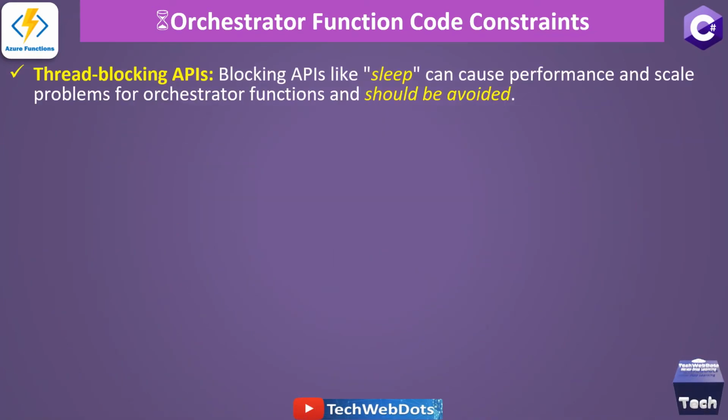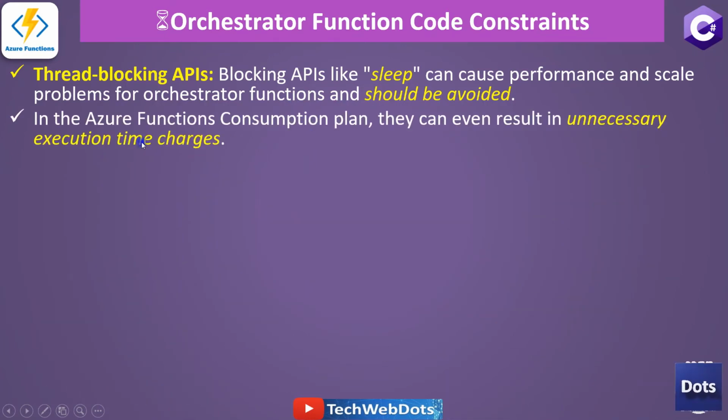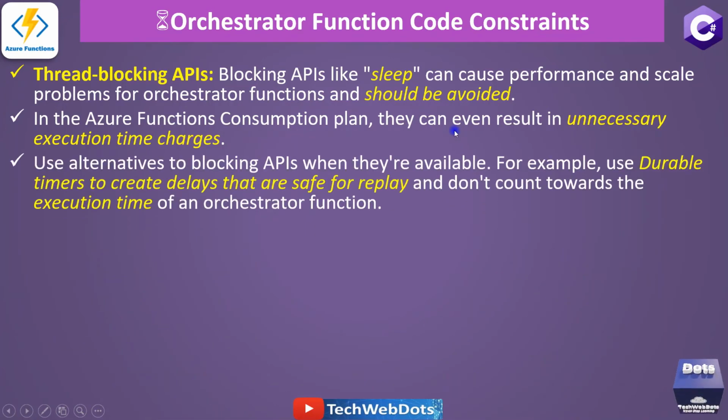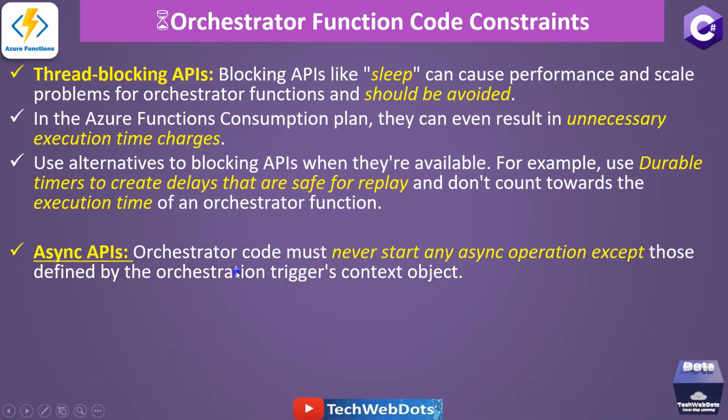Now another part is thread blocking APIs. It is very important. Blocking APIs like sleep can cause performance and scale problems for orchestrator functions and should be avoided. In the Azure Functions consumption plan, they can even result in unnecessary execution time charges. Use alternatives to blocking APIs when they are available. For example, you can use durable timers to create delays that are safe for replay and don't count towards the execution time of an orchestrator function. So in this way you can save some money as well.